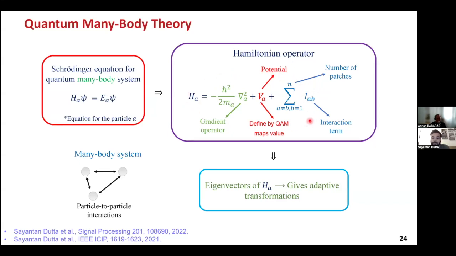So here you can see we have a modified Hamiltonian with the interaction term, and from the modified Hamiltonian, the process is the same. We calculate the eigenvectors, then compute the adaptive transformation and do the thresholding as we did before. Just to highlight, we will get a different Hamiltonian for different image patches, because we will get a different type of interaction when we choose different image patches, a different local neighborhood. Depending on that, the interaction term changes, and we will get a different Hamiltonian operator for each patch.